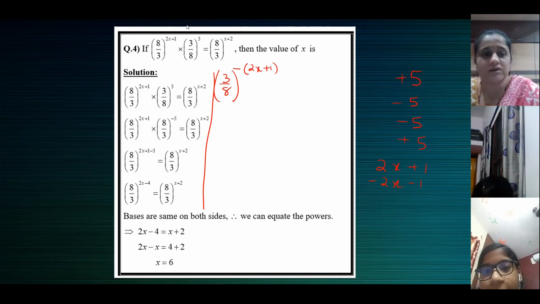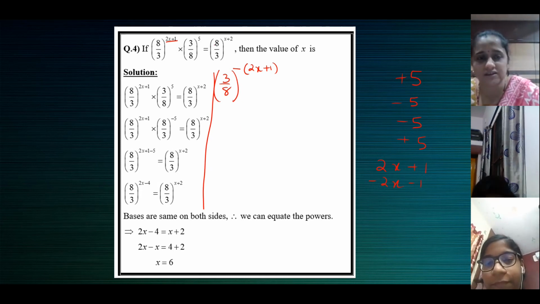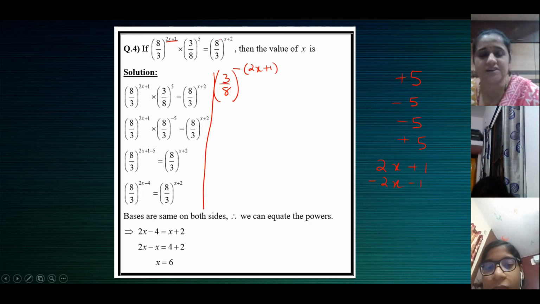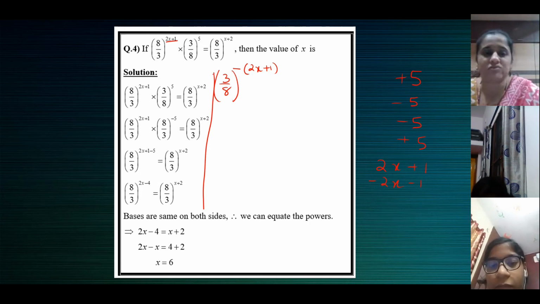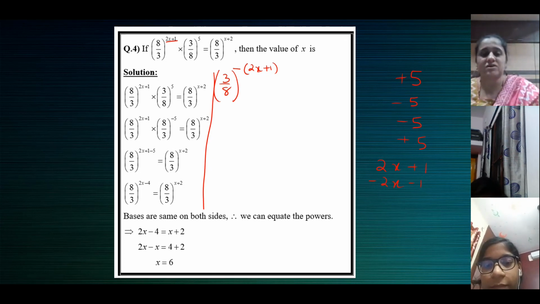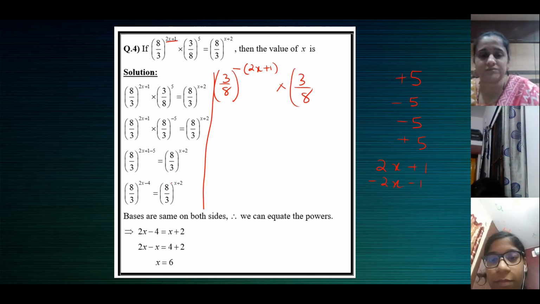Please listen carefully. The power is 2x plus 1. Negative of the power, how do we write that? Change the sign of every term in the power. There is plus 2x, write it as minus 2x. There is plus 1, write it as minus 1. You can do that straight away. Otherwise, you can show the step like this: minus of 2x plus 1, negative of the power, into 3 by 8 to the power 5.